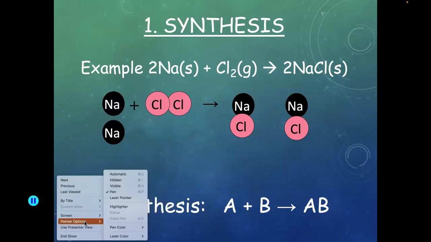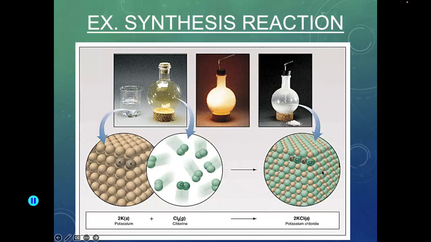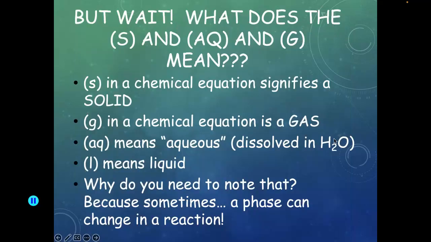All right, I am just going to go back to the pointer. Here's an example of a synthesis reaction. Okay, so in this reaction, we have potassium. That's a silver piece down here. It's in the water. It's a solid. Then we have chlorine, which is a gas. When they are combined together, there's a reaction that occurs, and we get potassium chloride, which looks like a salt right here. Okay, so that's one type of chemical reaction.